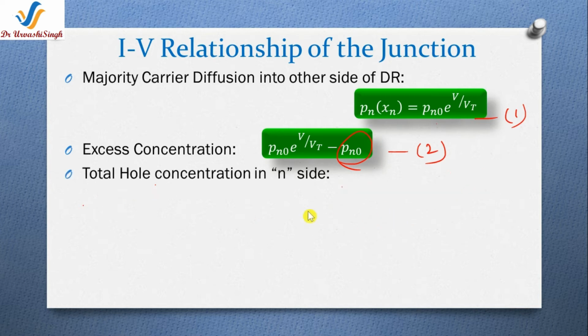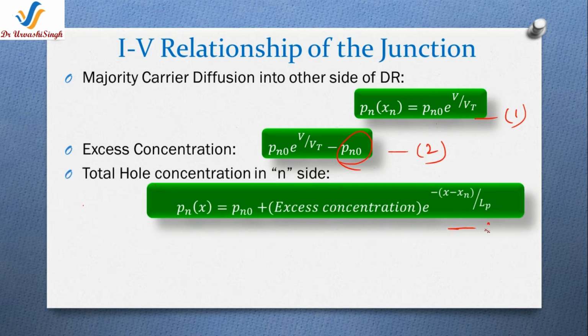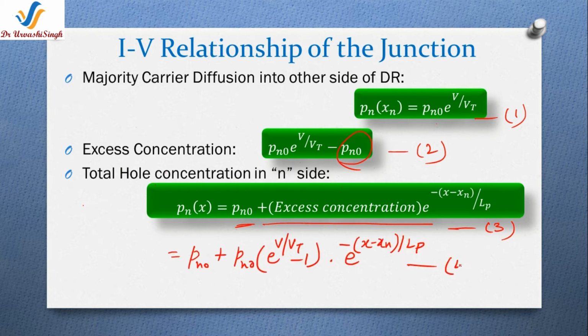Now let's see what will be the total hole concentration at the point x. It is given by equation 3. You can see Pn naught, the already existing minority carriers at equilibrium, and this is the excess concentration which decays exponentially. So putting the value of the excess concentration from equation 2, we have equation 4.